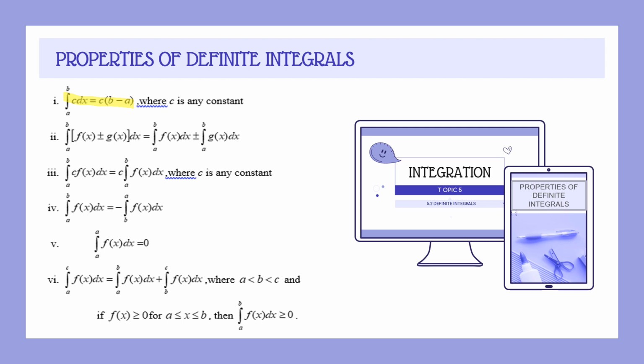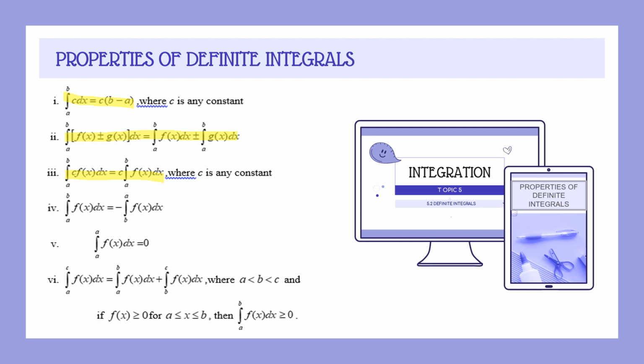The second one is the integral from a to b of f(x) plus or minus g(x) dx. We can split this into two parts. We get the integral from a to b of f(x) dx plus or minus the integral from a to b of g(x) dx. The third one is the integral from a to b of c f(x) dx, where c is a constant. We can bring out c, and we get c times the integral from a to b of f(x) dx. This is similar to the constant rule.